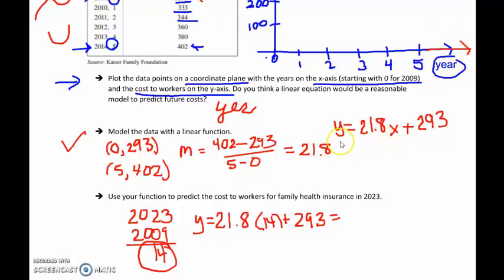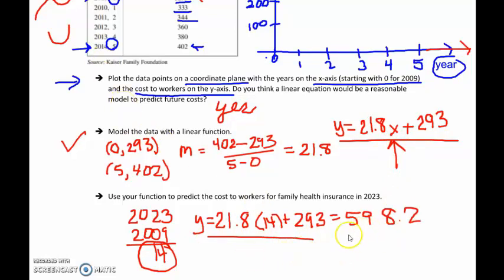And then go back to the equation and plug 14 in for x. And when you do that, you get this equation. Forgive my handwriting here, but follow order of operations, do the multiplication, then addition. This is your answer, and make sure that you label that. The predicted cost in 2023 is $598.20.